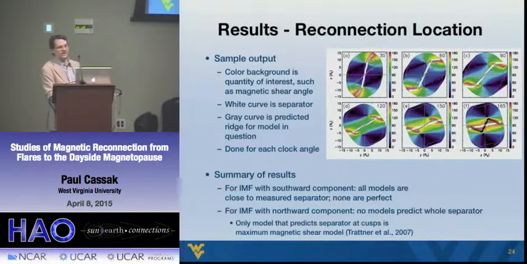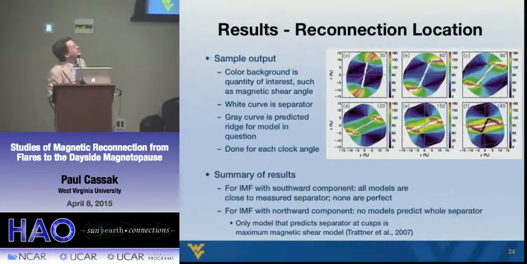This is for the maximum magnetic shear model for a bunch of different clock angles for the interplanetary magnetic field. The white line is the separator that we found, and the gray dots are the ridge. It's where the prediction is. And so if everything was perfect for a given model, the white line and the gray dots would be right on top of each other. So this one, you might look at it and say it's not all that great, but let's focus first on the bottom three, which are interplanetary magnetic fields with southward component. So for 120, it does pretty good. For 150, it starts looking like it's less great, but it's still pretty good. And if you compare this with all the other models, it turns out basically all the models are pretty good within a little bit of a range for southward IMF.